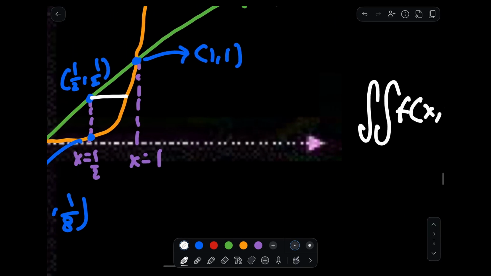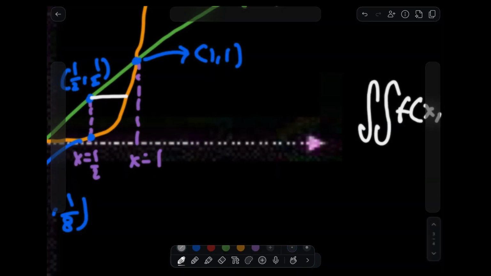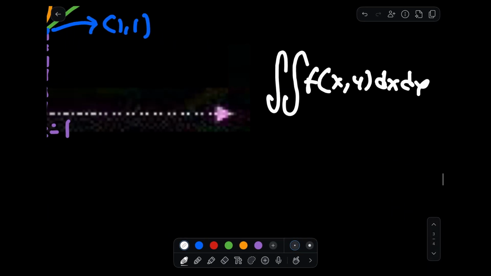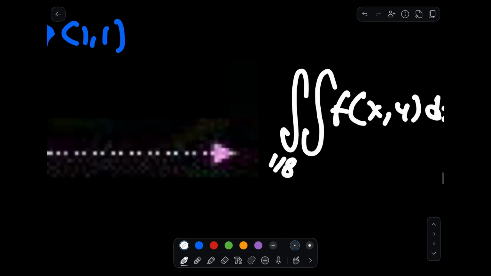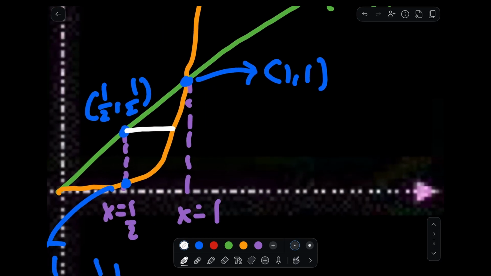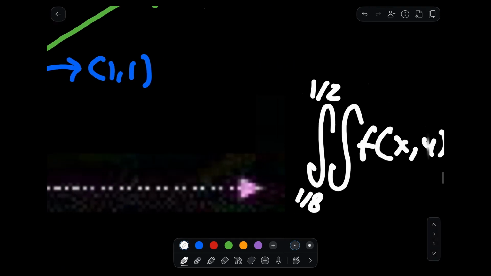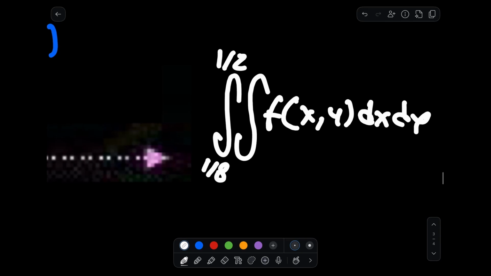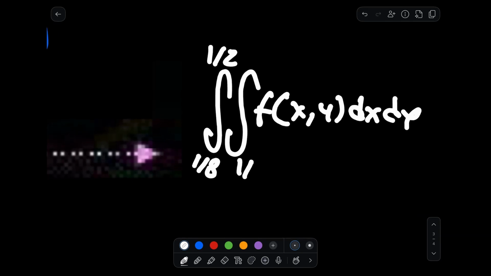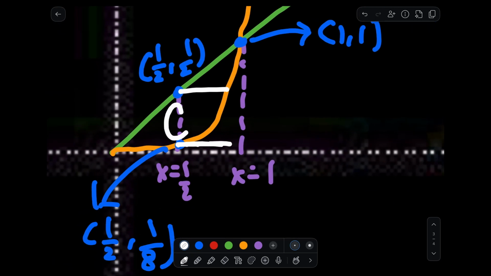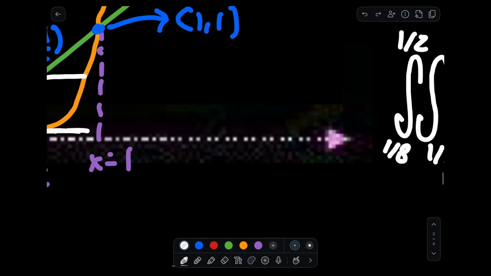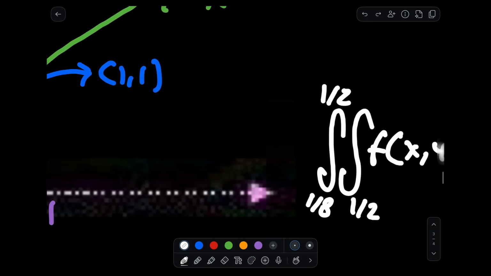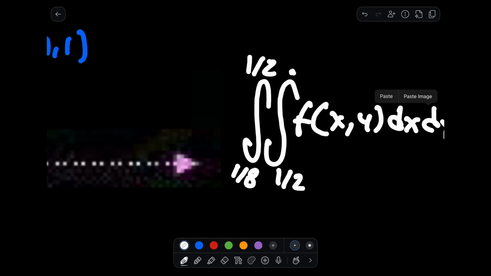In fact, 1/8 is going to be our bottommost value, because it's going to be x equals 1/2, y equals 1/8 right here, that we're subbing in for that, right? And then we're going to get 1/2 as our topmost value right here. And then 1/2 is also going to be in our dx, because this right here is the leftmost portion of it, and then the rightmost portion of it is going to be our cube root of y, right?